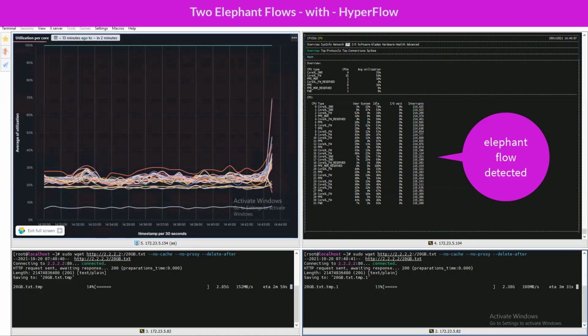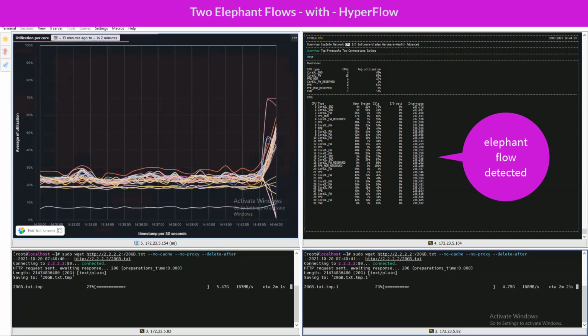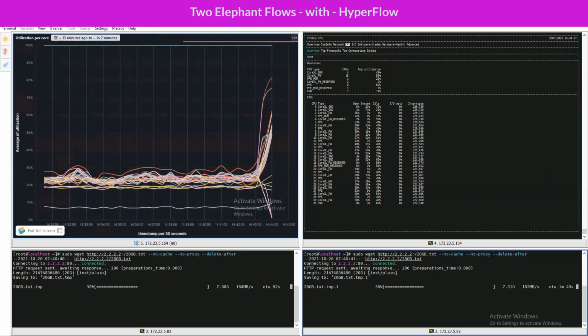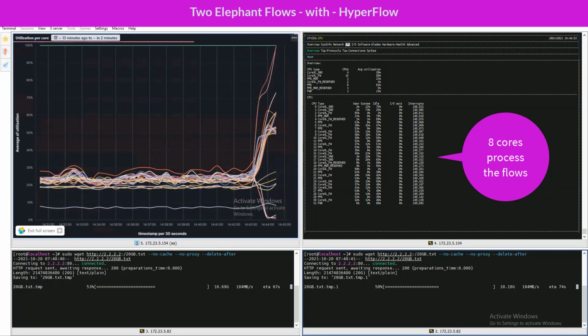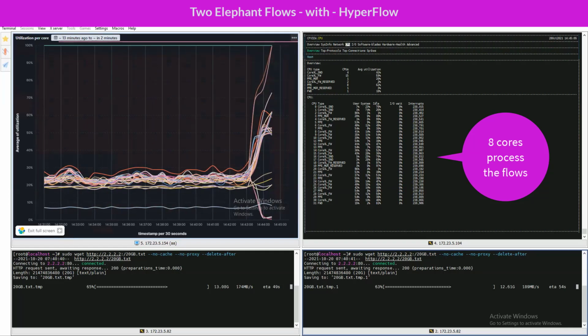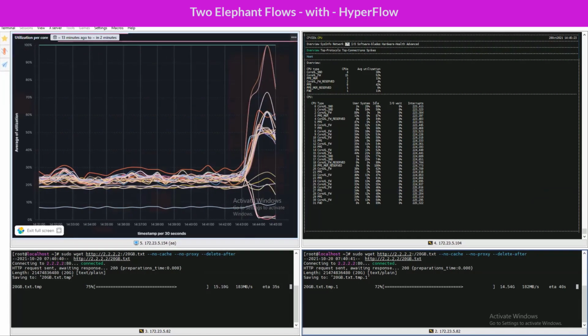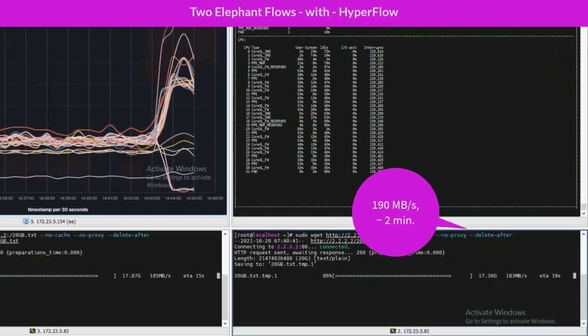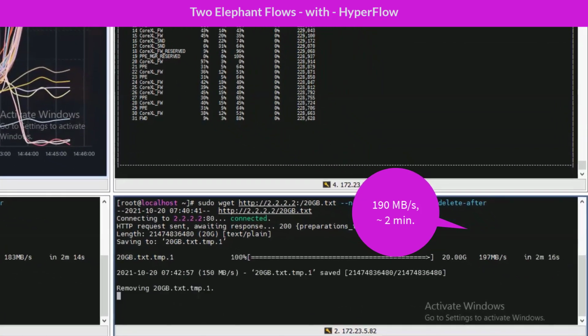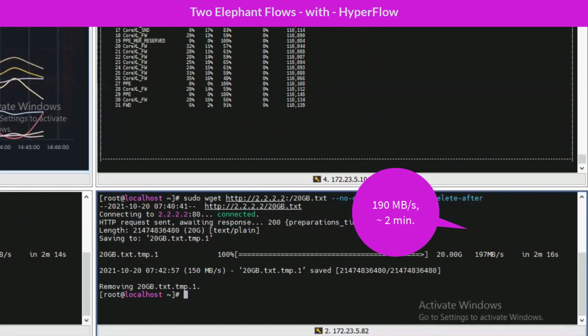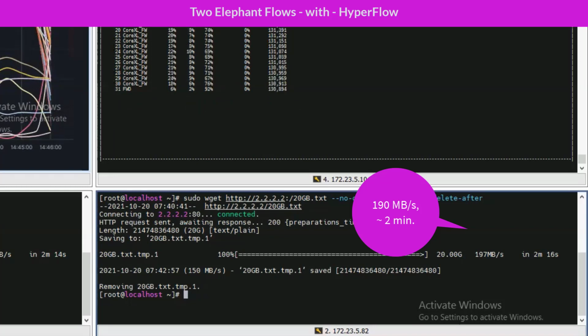This time, the two flows are detected and the connections are now load balanced across 8 cores in parallel instead of 2. In the final results, the transfer rate reached an average of 190 megabits per second and took about 2 minutes. So with HyperFlow, the file transfer is about 3 times faster. 2 minutes with HyperFlow versus 6 minutes without.